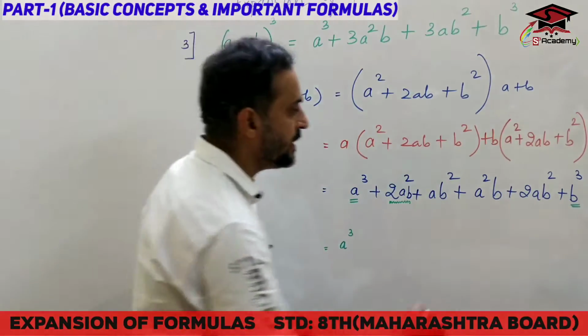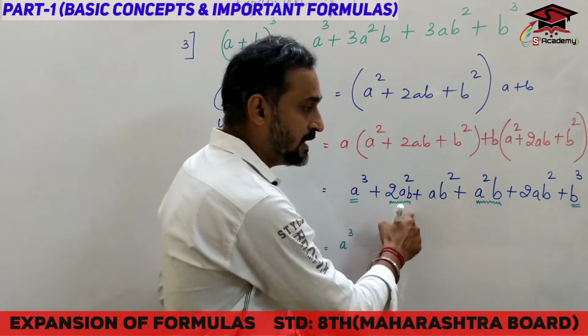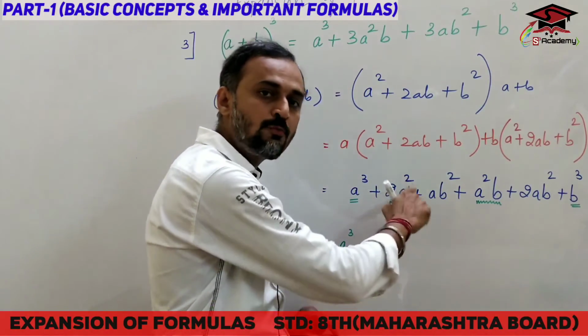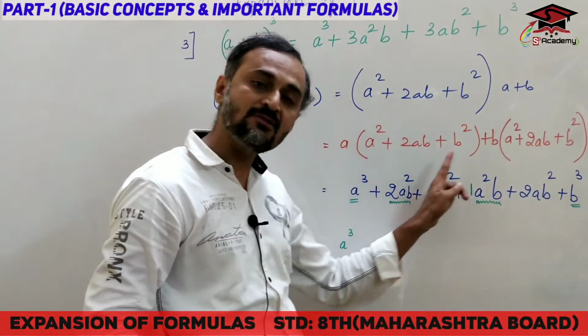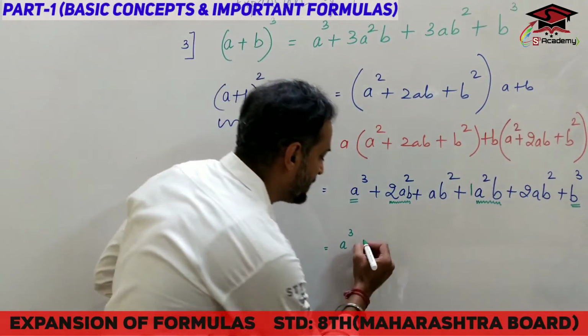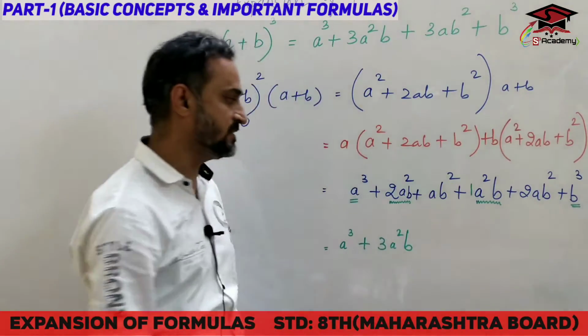2a square b and a square b. The way I have told you, their variables are the same, the power raised is also the same, nothing is going. I'll put a 1 over here. So 2a square b plus 1a square b. Let me consider the 3a square b.